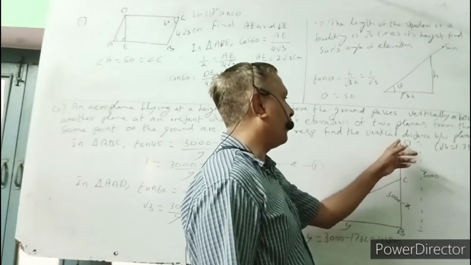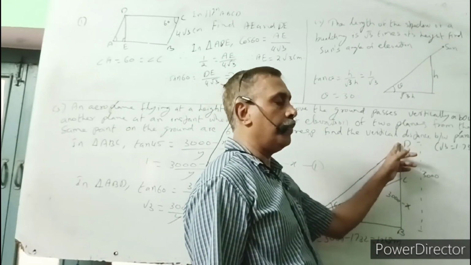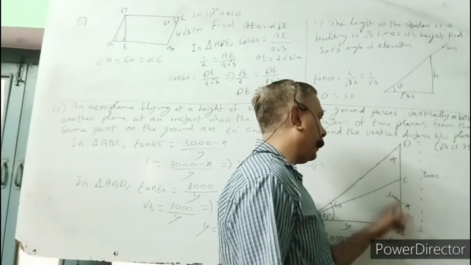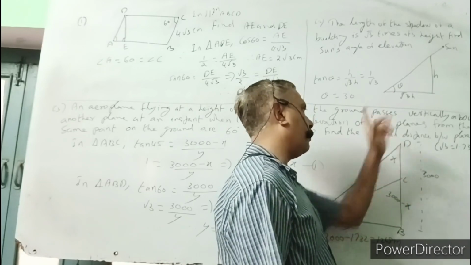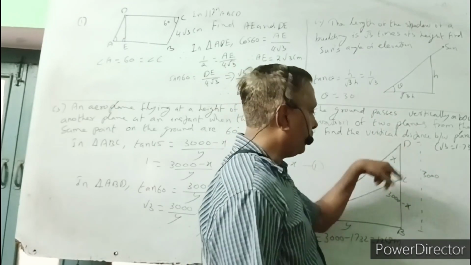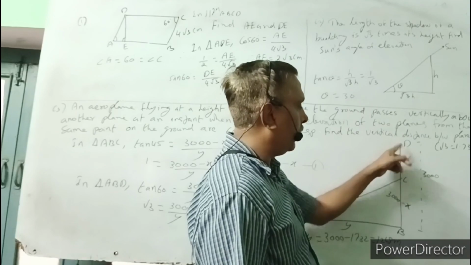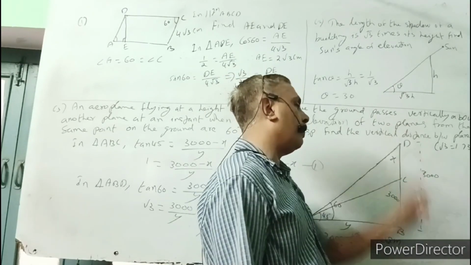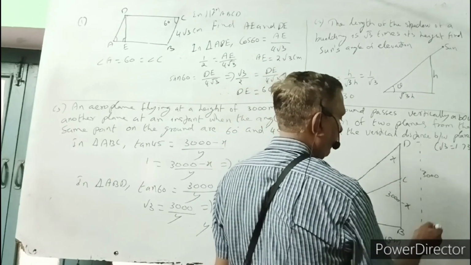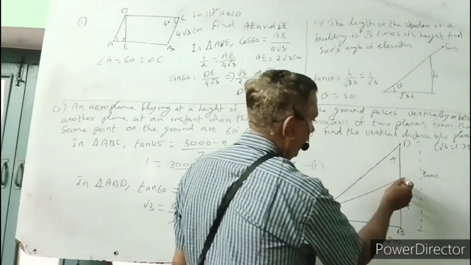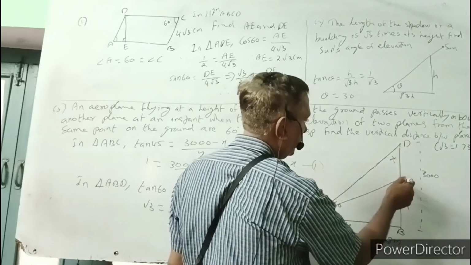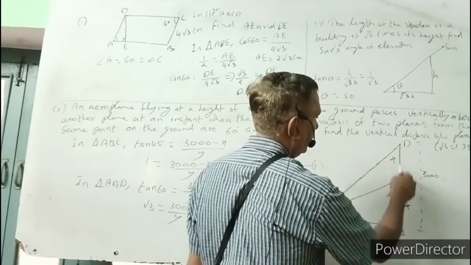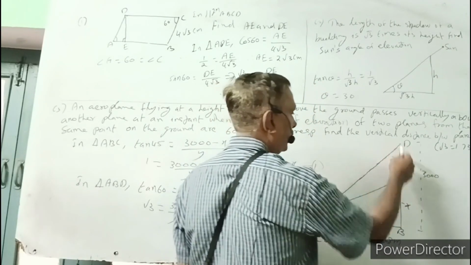So an aeroplane is flying at a height of 3000 meter. At a particular instant, there is another plane coming in between. So vertically above another plane, clearly it is given. Sometimes vertically below is coming, then the plane will come in between here. Now here it is coming as vertically above. So this distance is given 3000. There is another plane flying in between the ground and the given plane. So we need to find out what is the distance between C and D, means these two planes.